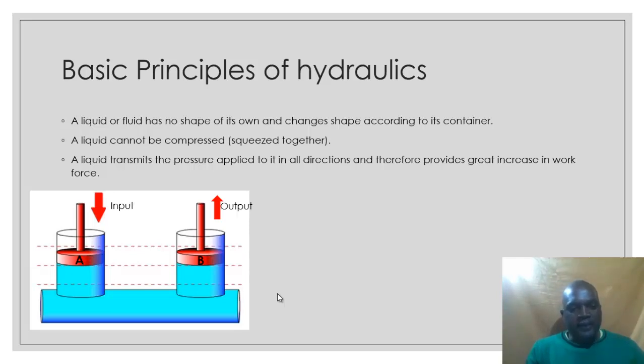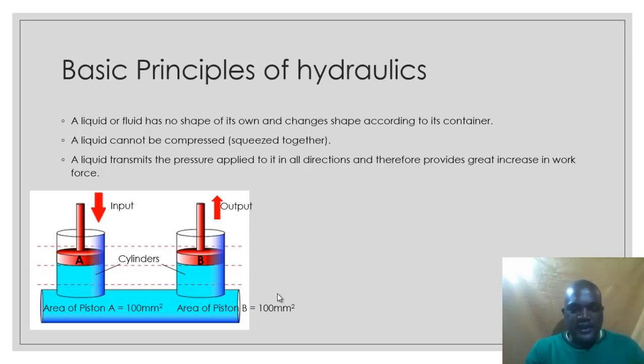So basically, we've got our cylinders that are containing the liquid, and the area of piston A is 100 millimeter square, and the area of piston B is also equal to 100 millimeter square. So they are all equal.